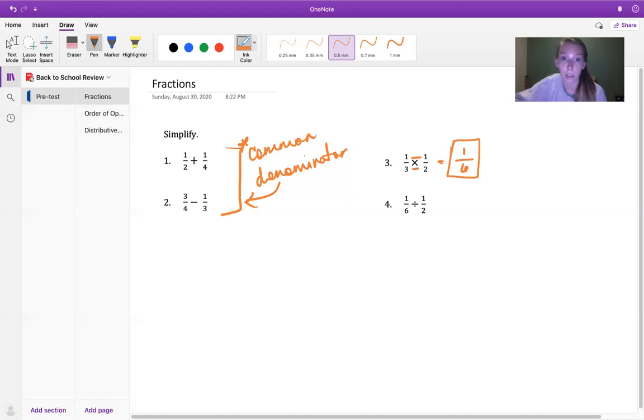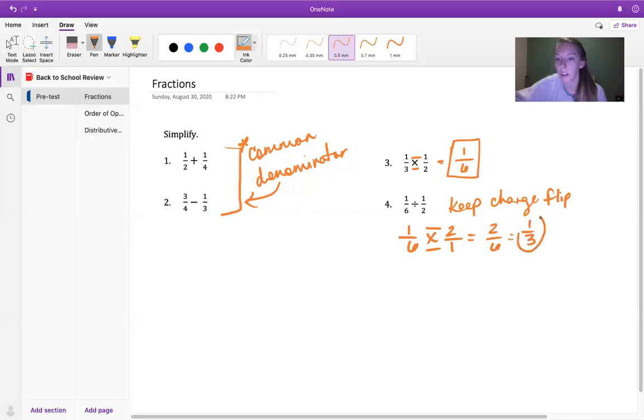We love multiplying fractions. All right, next is dividing fractions, and you probably remember how to do these when we said keep, change, flip. All right, so you keep the first, you change the sign, and then you flip the last fraction, and then now it's multiplying, so you can just multiply straight across, and that can simplify to 1/3. All right, so that's really good.